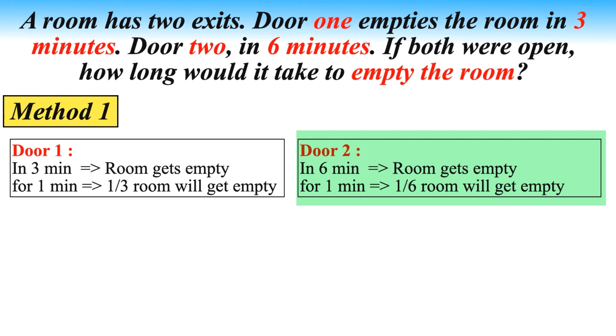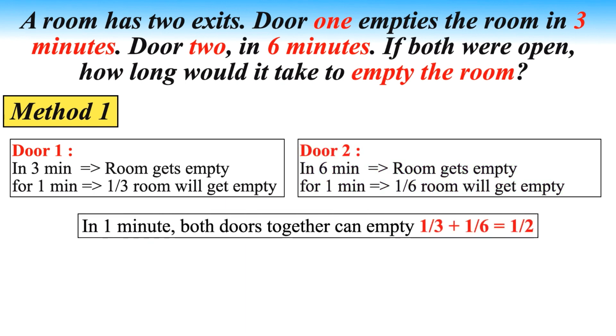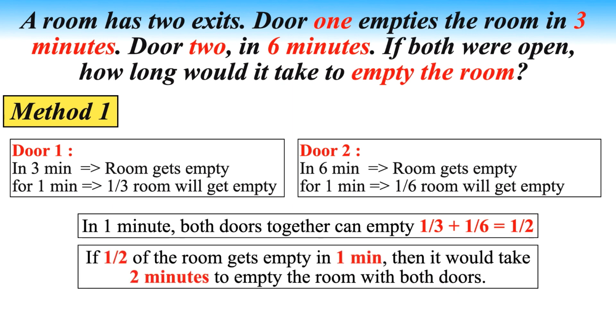Therefore, in 1 minute, both doors together can empty 1/3 plus 1/6, which is equal to half of the capacity. If half of the room gets empty in 1 minute, then it is obvious that it would take 2 minutes to empty the room with both doors. By following these simple steps, you can achieve the solution in minimal time. The trick with these sorts of questions is to calculate how much they can do in a set common period of time, add it together and then find the total time.